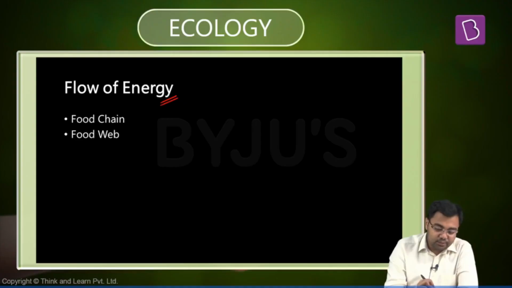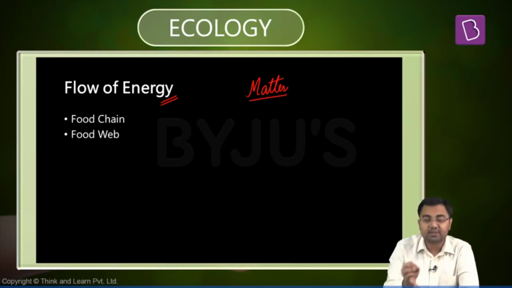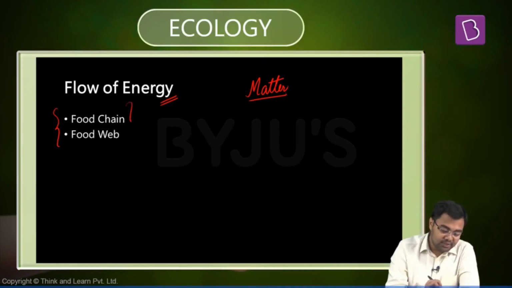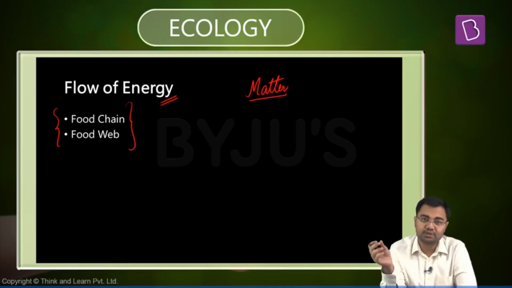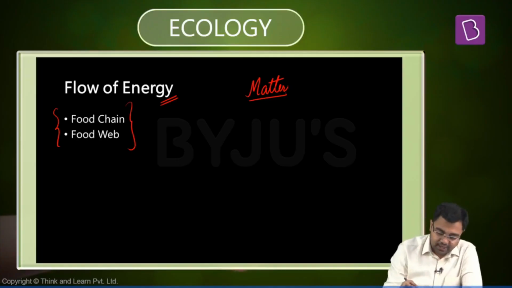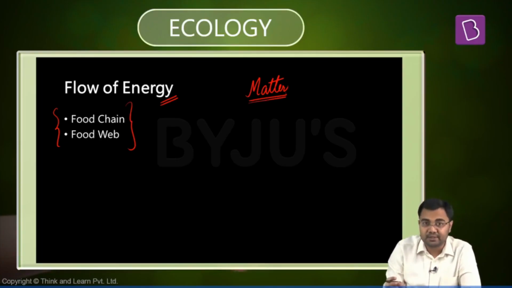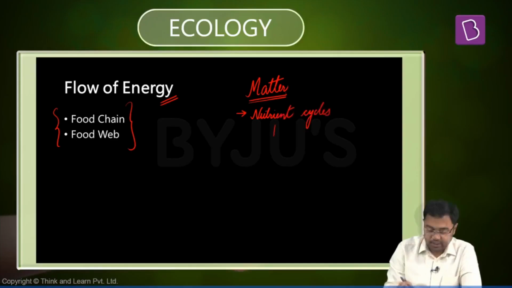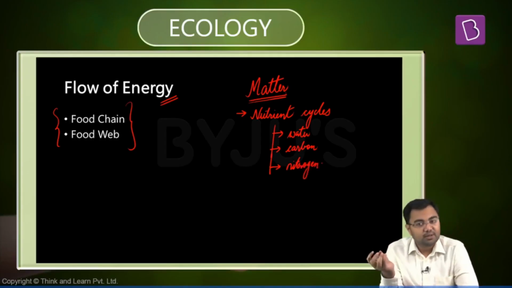So mainly there are two things. One is flow of energy and the second is flow of matter. So what is flow of energy? In flow of energy, we'll discuss two things: what is food chain and what is food web. Once we come to it, I'll discuss in detail what exactly these two terms mean. And to discuss flow of matter, we'll discuss various kinds of nutrient cycles. Here we'll discuss what is water cycle, what is carbon cycle, what is nitrogen cycle, and apart from that, in brief details about phosphorus and sulfur as well. So this is what we'll discuss.